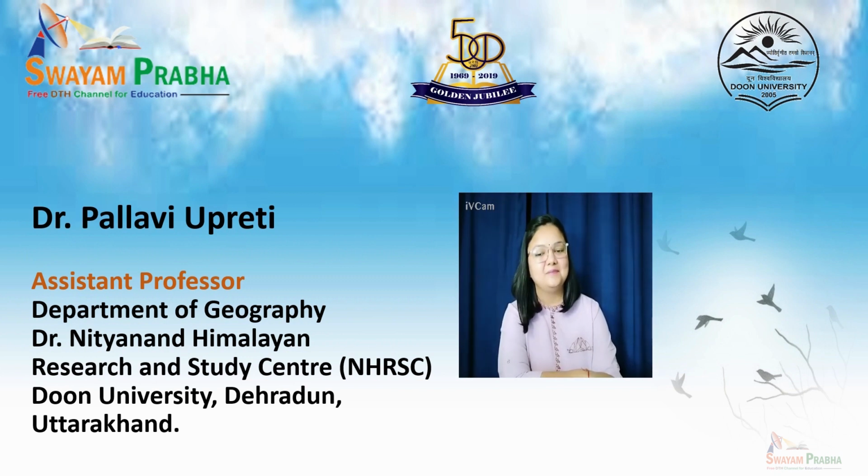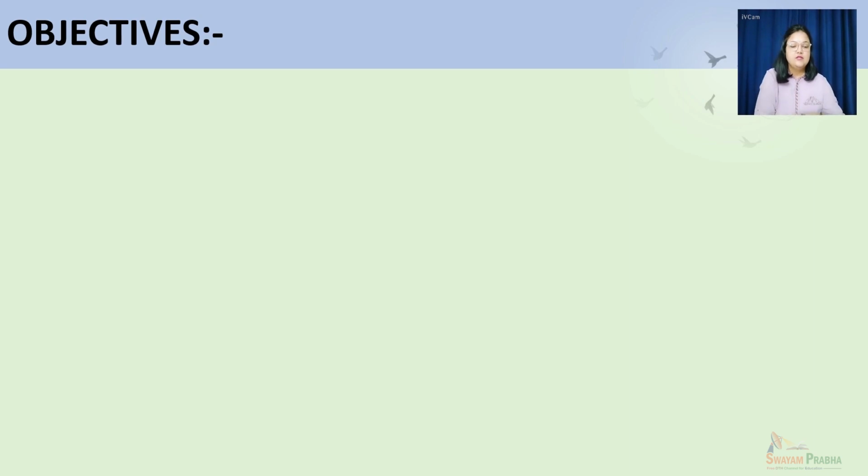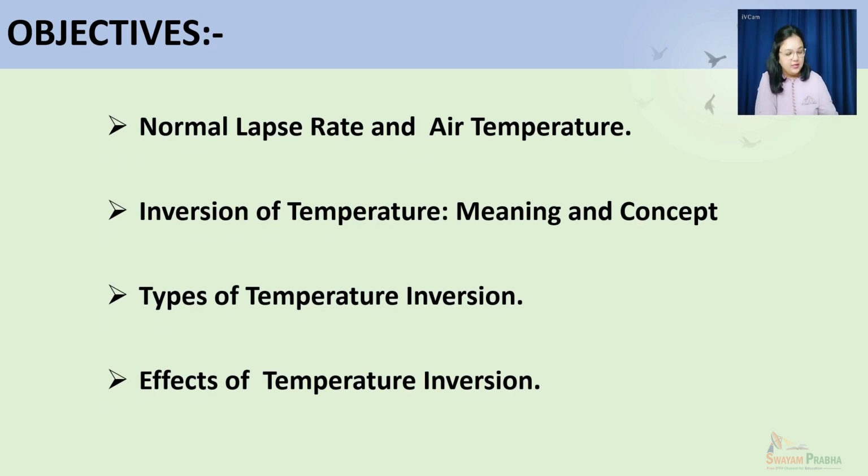So let's begin. The main objective of this video is to understand what is normal lapse rate and its relation to air temperature. What is inversion of temperature, its meaning and concept. Then we will try to understand what are the different types of inversion. And finally, what are the effects of temperature inversion on the atmosphere, on human beings, and on other atmospheric phenomena associated with it.